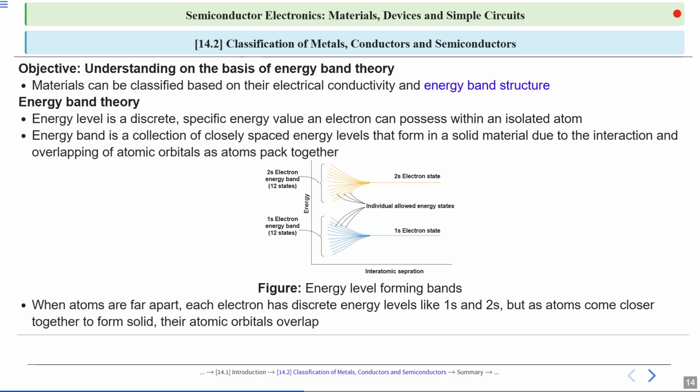When atoms are far apart, each electron occupies distinct energy levels, such as 1s or 2s. However, as atoms come close to form a solid, their atomic orbitals overlap. This overlap allows electrons to move between atoms, creating new energy levels. These levels are no longer discrete but form bands, specifically the valence band and the conduction band.